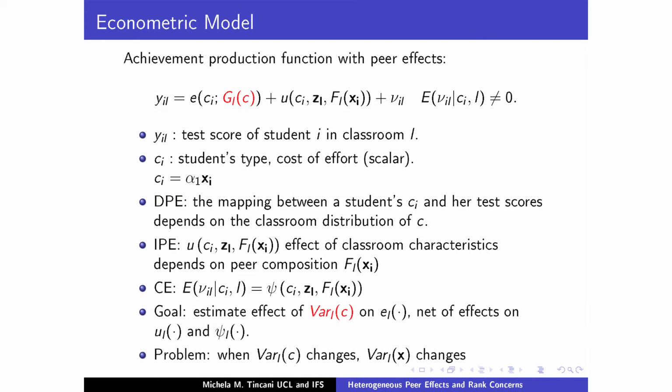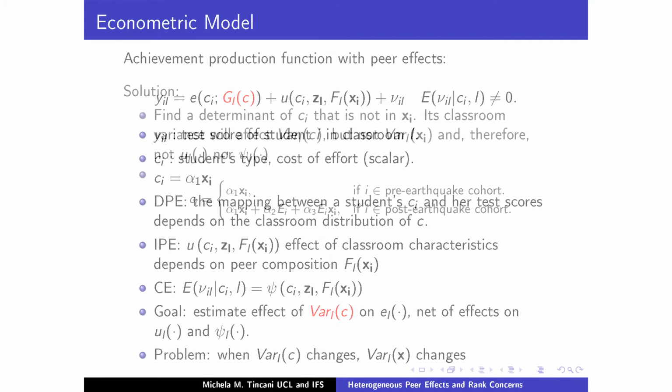So the goal is that I want to estimate the effect of changing the variance of C, so the variance of the cost of effort or the variance of the ability to study, on E, on this function E, net of its effect on indirect peer effect and correlated effect. One thing I want to say here, that the three of them are additively separable. In fact, I only need E to be additively separable from U and phi, but for exposition here, they're all additively separable. So what is the problem here? That when you change the variance of C, you're also changing the variance of the X's, because C is determined by the X's. So when you change the variance of C, also indirect peer effect U and correlated effect phi are going to change.